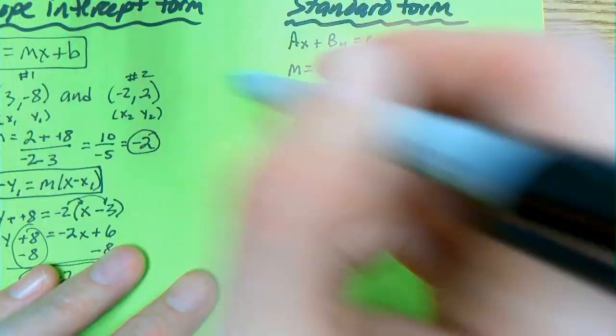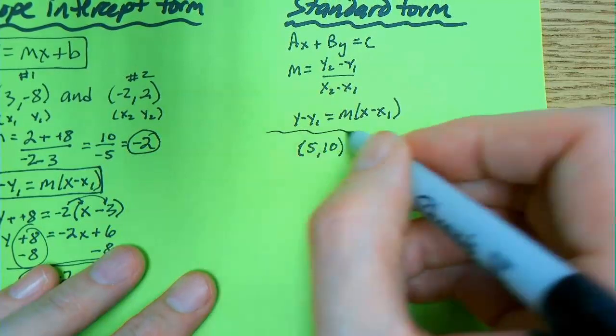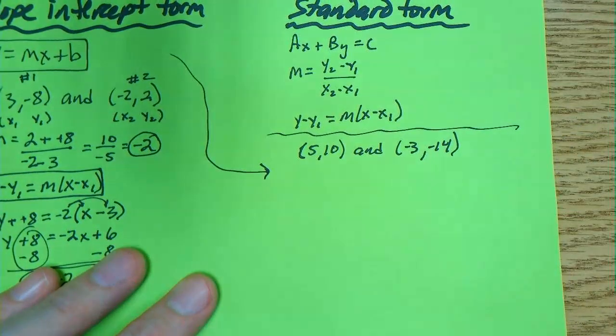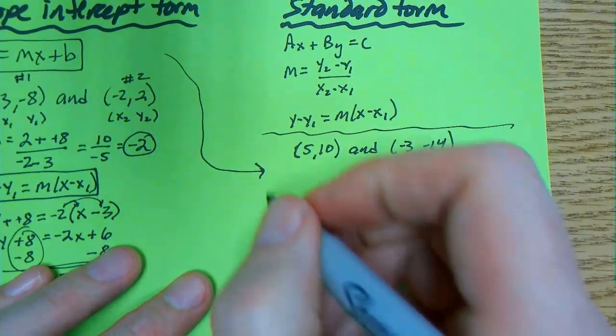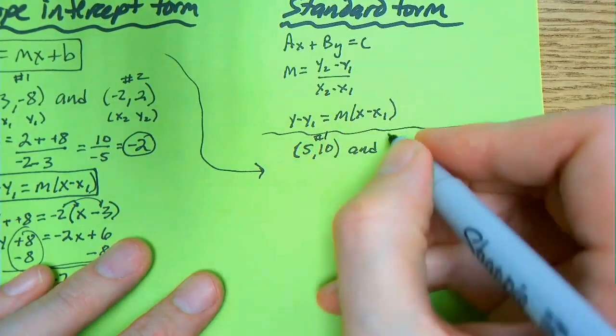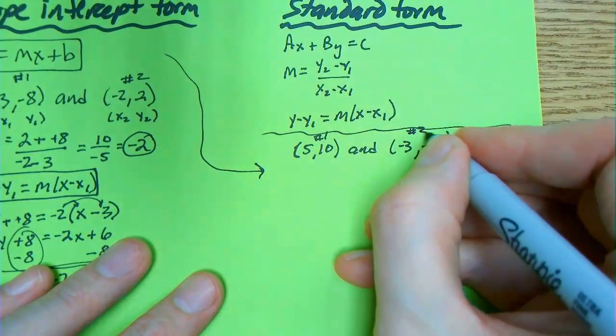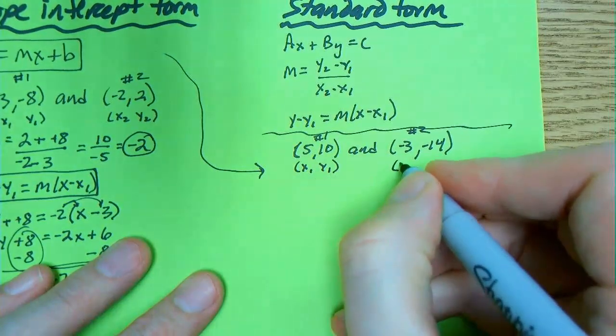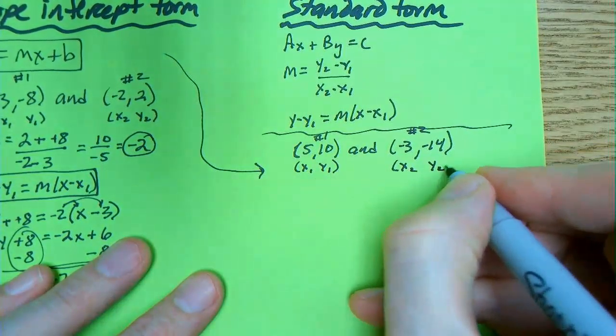So we're going to kind of start at the same spot. Okay, this is kind of the same piece as what we did before. All right, we need to find the slope. So I'm going to designate this as my number 1 point. This is my number 2 point. So this is my x1, y1. This is my x2, y2.